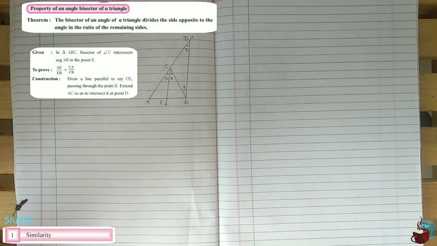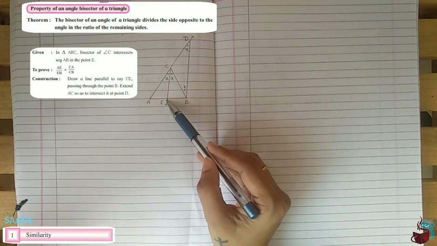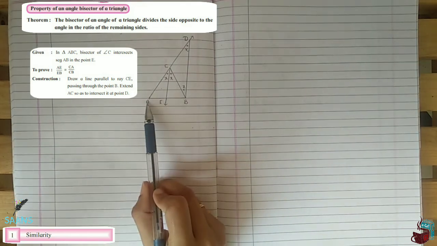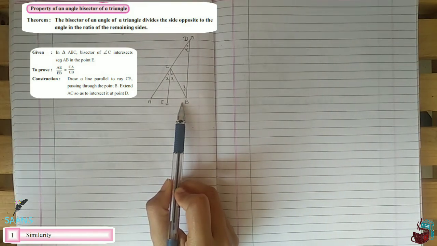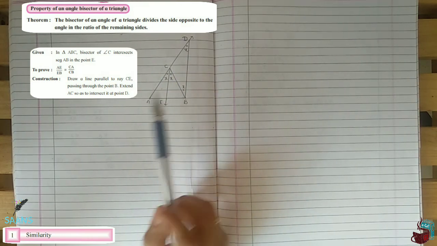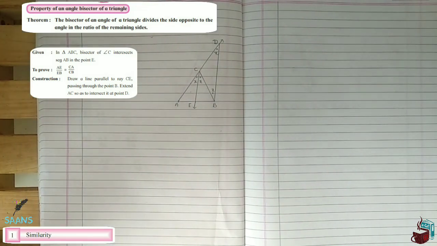So we have to prove as they have given. See now, in the given triangle ABC, the bisector of angle C intersects segment AB in point E. So this is the angle bisector intersecting at E. What we have to prove is AE upon EB is equal to CA upon CB. This we have to prove. For this we will use the property of corresponding angles, the properties of alternate angles, and so on and so forth.